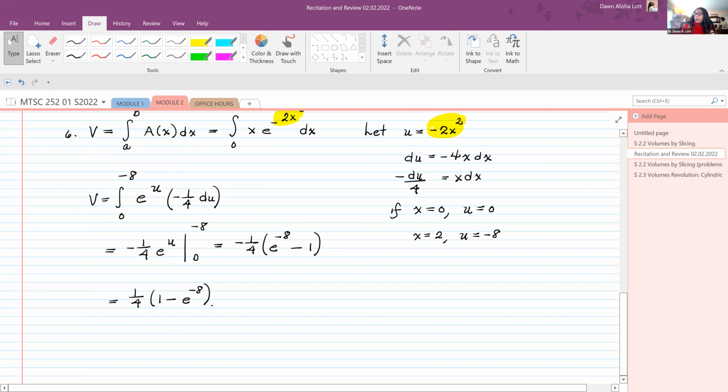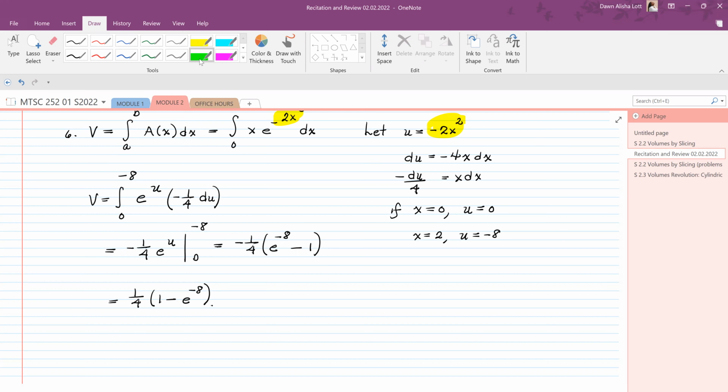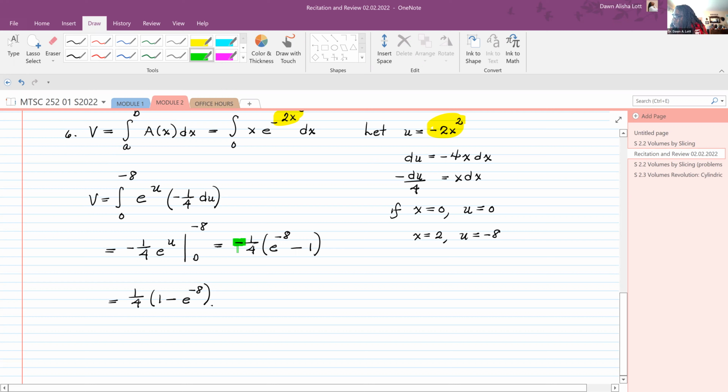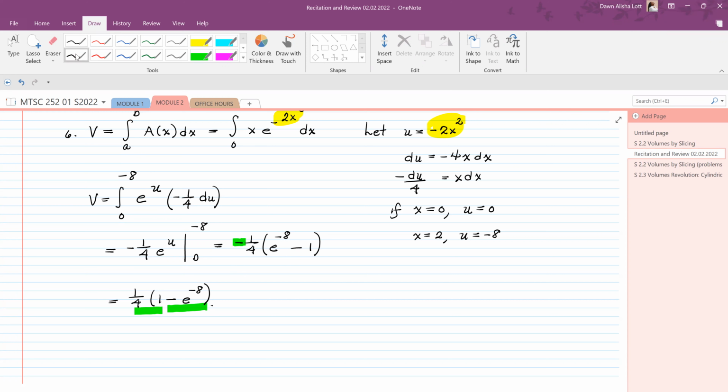No. Okay. I had a negative here, right? That negative times 1/4 e to the negative 8 gives me this term. And that negative 1/4 times negative 1 gives me this term. So I just distributed the negative. You don't have to do that though, right?